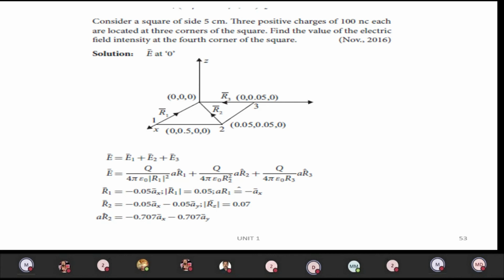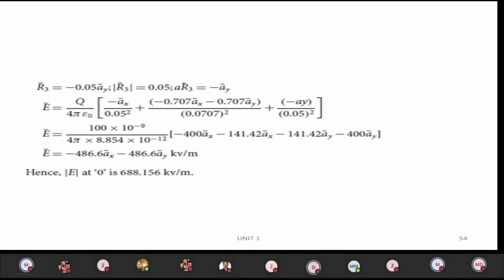To find AR1, it is R1 vector divided by modulus of R1 vector. Similarly AR2, R2 vector divided by modulus of R2 vector, and similarly AR3, R3 vector divided by modulus of R3 vector. That's what they have done here. The constant term Q by 4 pi epsilon you can take outside, then the other things we have to substitute inside. If we substitute, you will get the electric field as minus 486.6 AX minus 486.6 AY kV per meter.